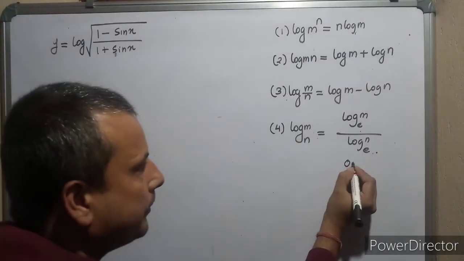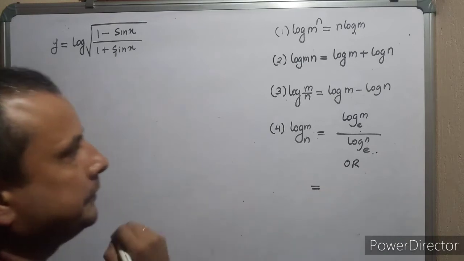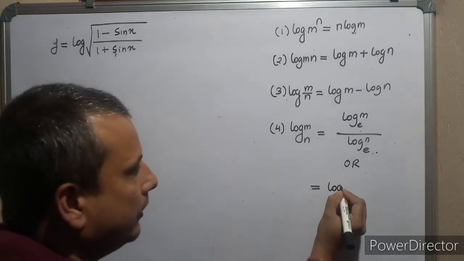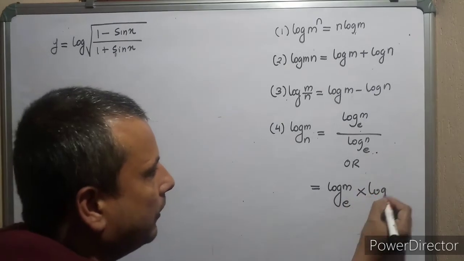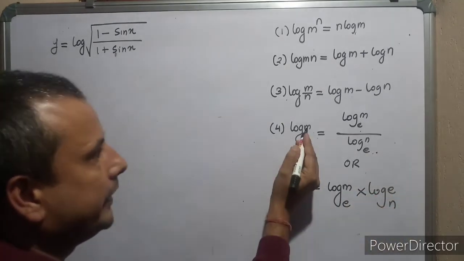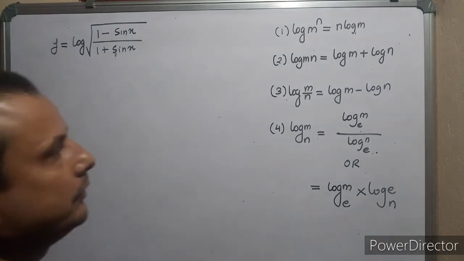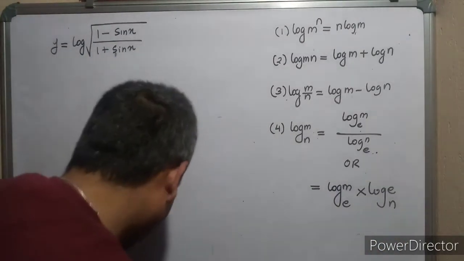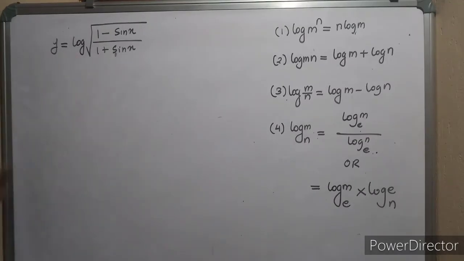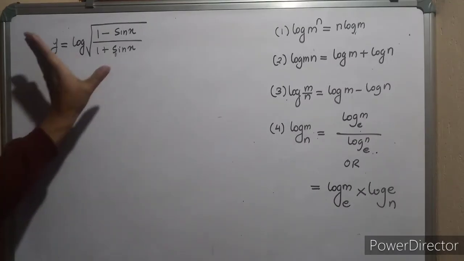Or the same property we can apply this way also: log m to the base e into log e to the base n. The given quantity you can write in these related forms. In derivatives, this much logarithm will be used. Now this looks like a complicated function. First I'll simplify these things.